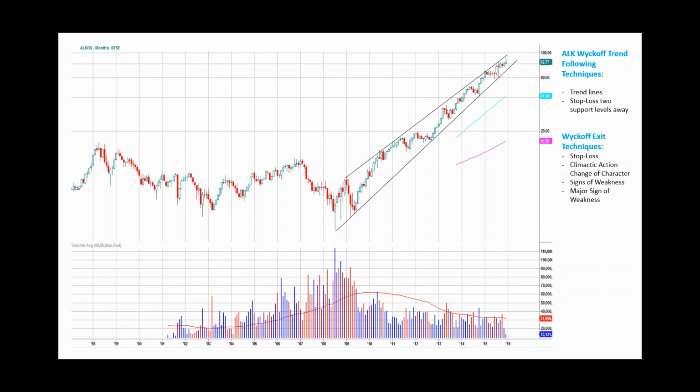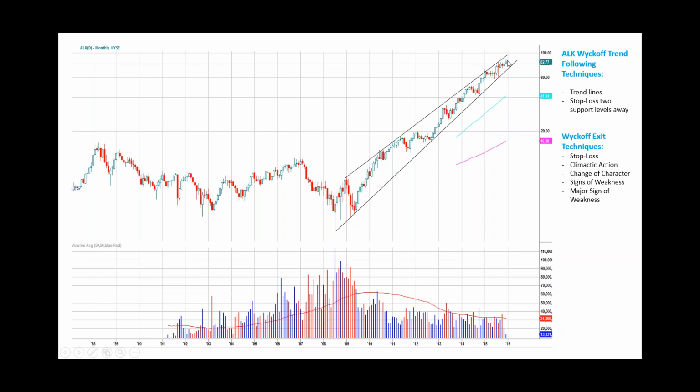And again, we don't have time for all of this. The easier way to follow the trend is to just use the trend lines, and again, it's a highly misinterpreted, misused technique, but Wyckoff used it, and it could be used very successfully.